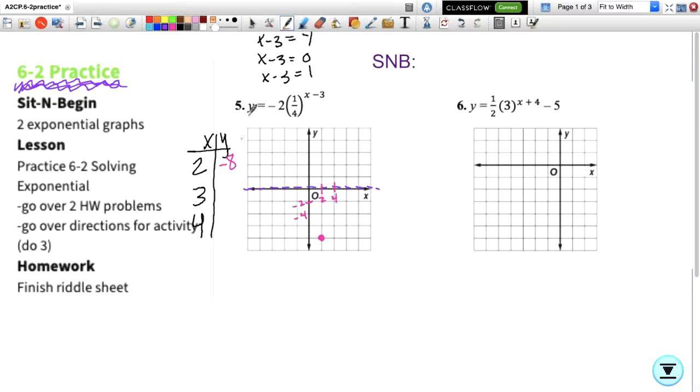I'm ready for my next one. I'm going to plug a 3 in here. So 3 minus 3 is 0. Anything to the 0 power is 1. So 1 times -2 is going to be -2. So at +3, which is right between 2 and 4, I'm going to go down to -2.